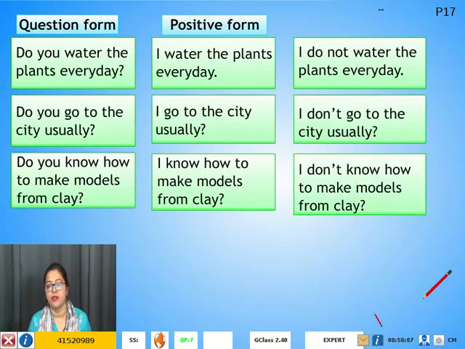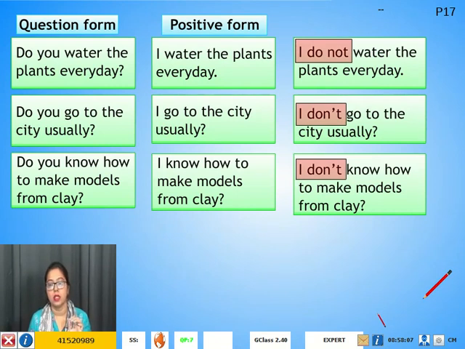Now there will be another set of answers. These will be negative. Okay, have a look. I do not water the plants every day. I don't go to the city usually. I don't know how to make models from clay. So these are what? These are the sentences which are answered in a negative form. So why do we call it negative form? Because there it is do not, don't, these kinds of words are used.